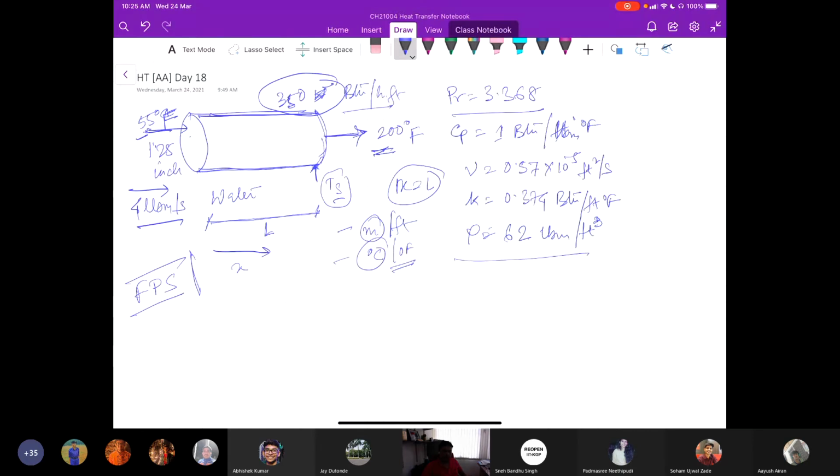Because eventually you have to find out the Nusselt number. And if you remember the Nusselt number relation for laminar flow, and you state that I am assuming it's laminar flow, it doesn't work that way.